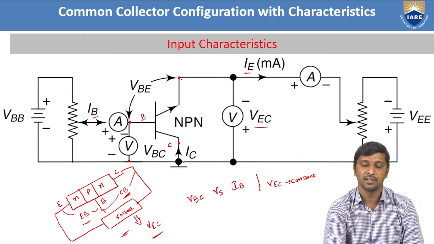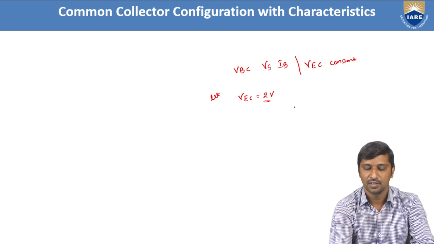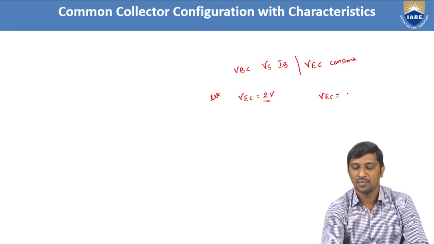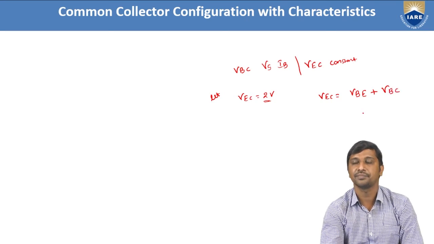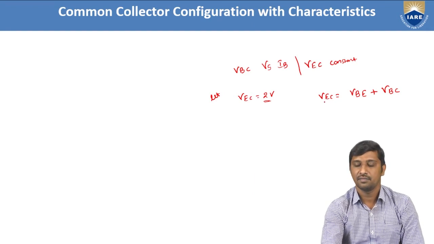So from this construction, we know that the VEC is represented as the combination of emitter base junction voltage, that is VBE, plus the other one, the collector base junction voltage, that is VBC here. So from the common collector configuration, we derived this: VEC is equal to the summation of emitter base junction voltage and collector base junction voltage.